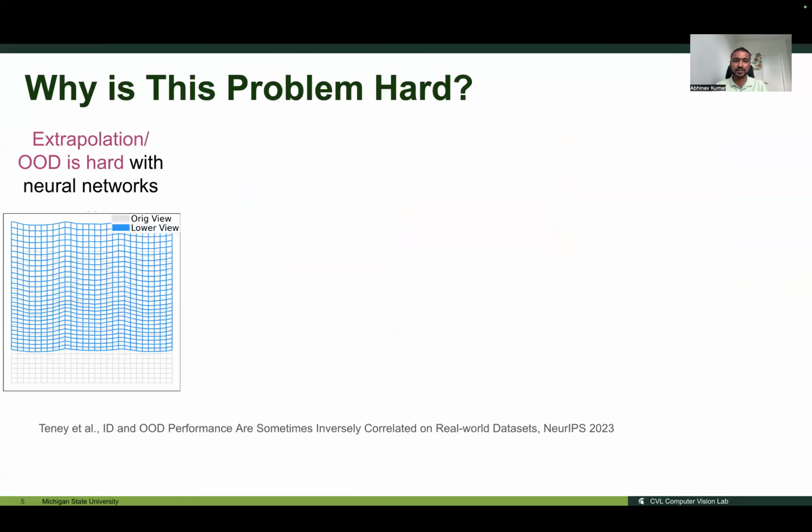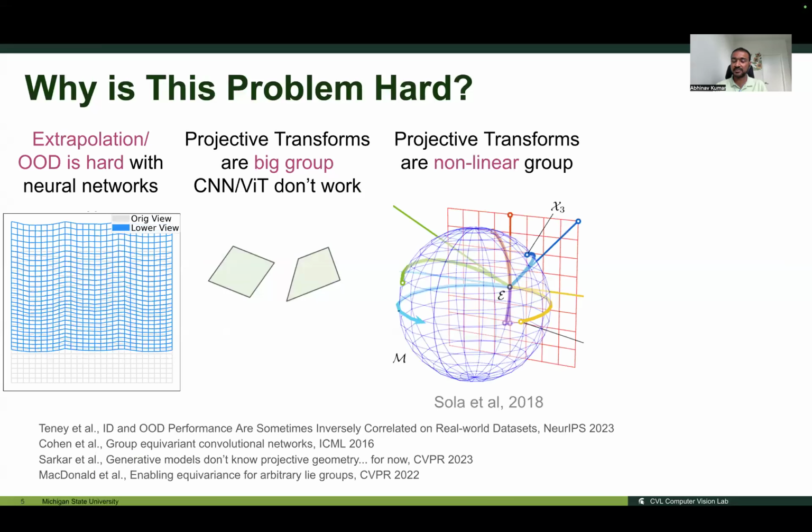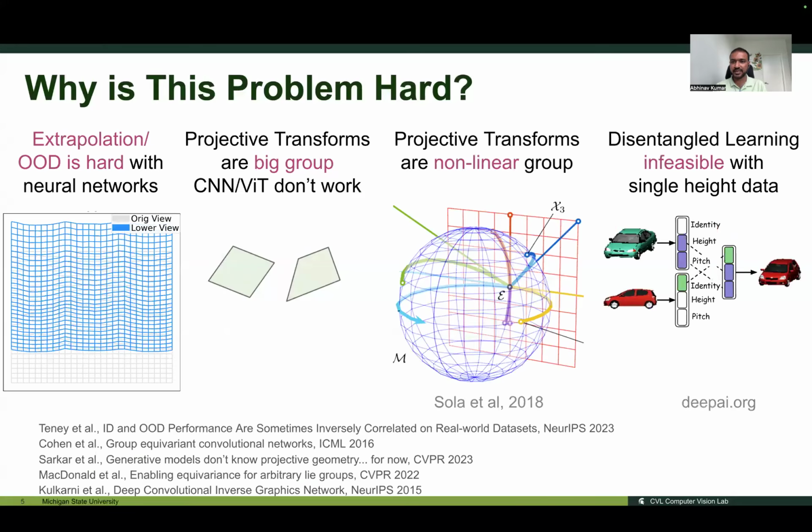Extrapolation or out of distribution is hard with neural networks. Projective transforms, because of camera height changes, are a big group and CNNs and ViTs don't work. Projective transforms, in fact, are a nonlinear group and so cannot be interpolated linearly, and disentangled learning is infeasible with single height data.